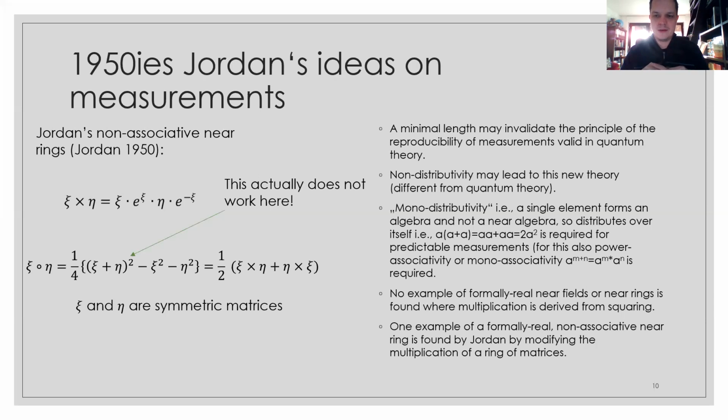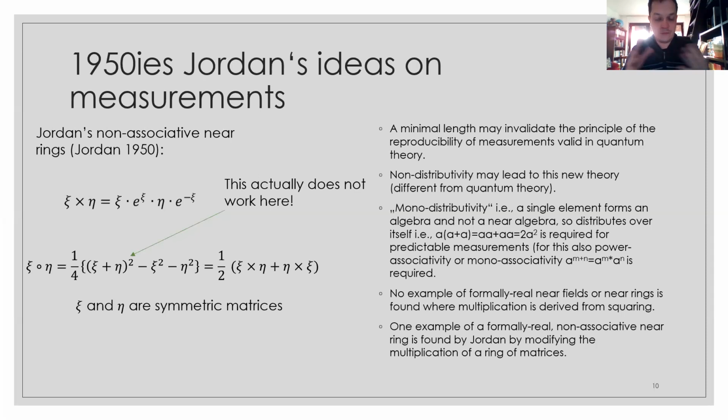and something which I think we would call monodistributivity. So you require that every single element in your algebra of observables generates a normal algebra. So the algebra formed by every single element of the larger observable algebra is commutative, associative, and distributive. And Jordan said that this is required to have measurements in the usual sense.